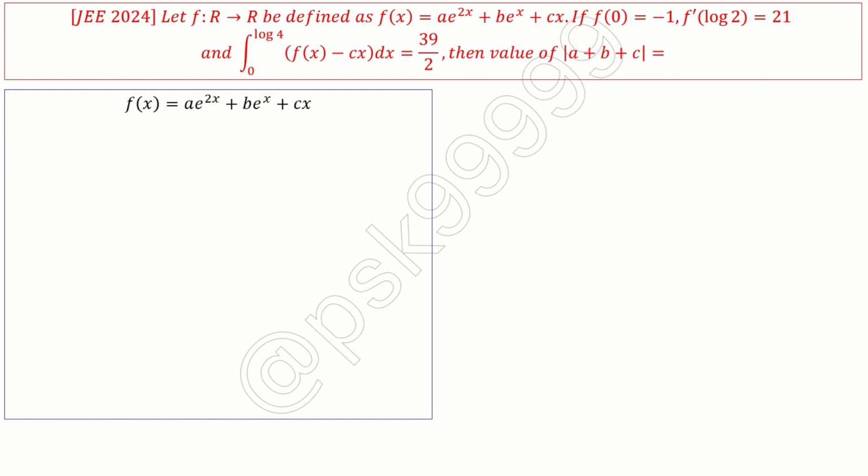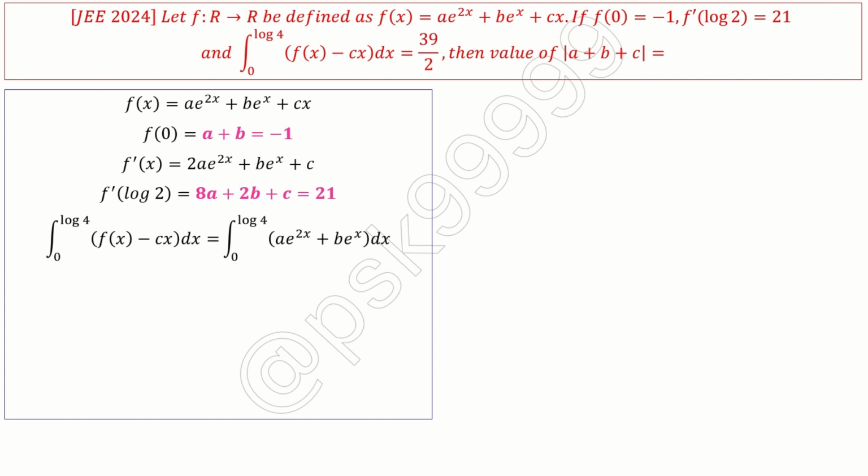So this is my f of x. If I substitute 0, f of 0 is nothing but a plus b, which is equal to -1. One equation we got. Okay, f dash x is 2a e to the power of 2x plus b e to the power of x plus c. So f dash of log 2 is nothing but 8a plus 2b plus c equal to 21. Now you have three variables and two equations, so this is not enough to solve the problem, right? So we need the third equation.